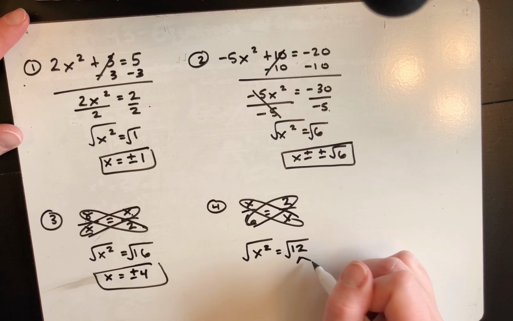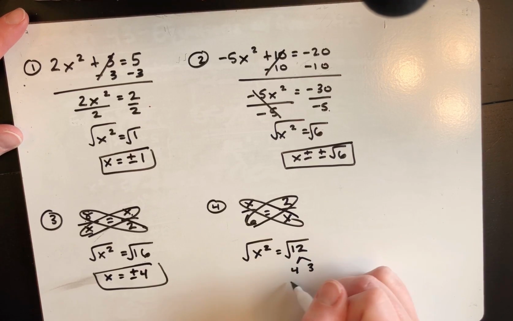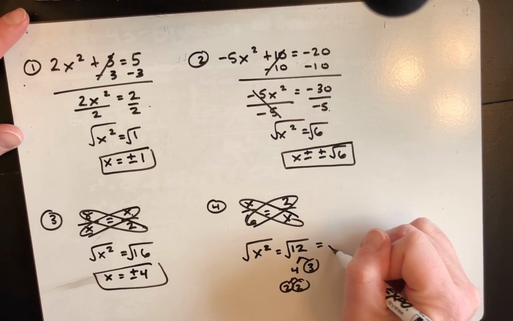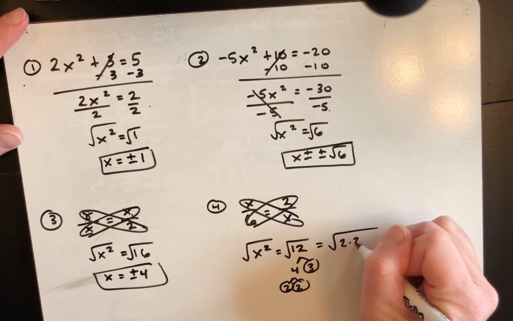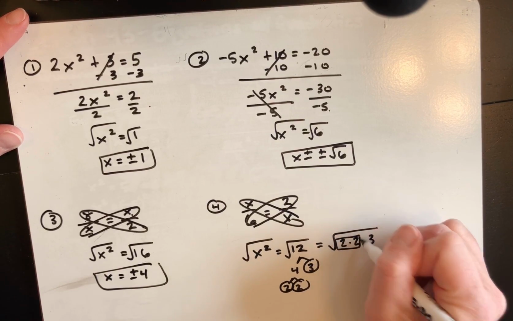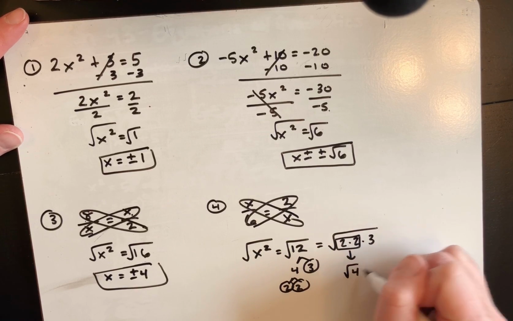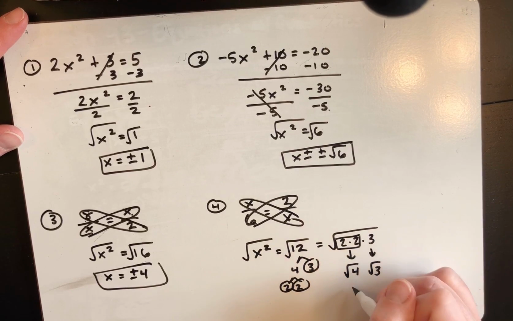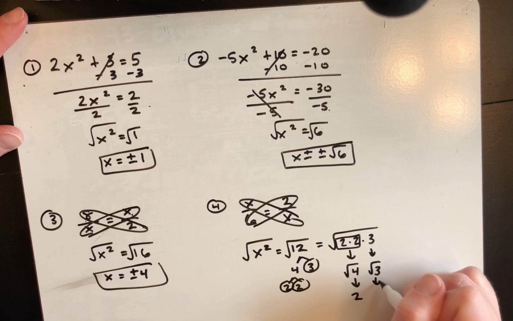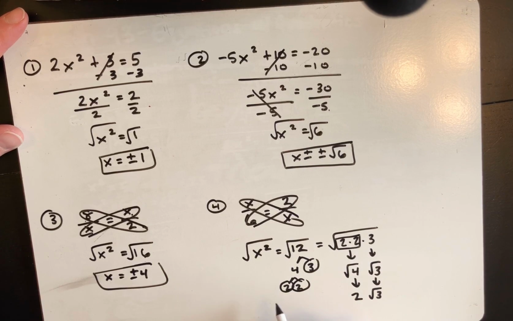If I want to simplify 12, I'm going to prime factor that. 4 and 3, 2 and 2. Rewrite the square root of 12 as the square root of 2 times 2 times 3. Here's my pair, so square root 4, square root of 3. The square root of 4 is 2, the square root of 3 comes along for the ride. So here I get x equals plus or minus 2 times the square root of 3.